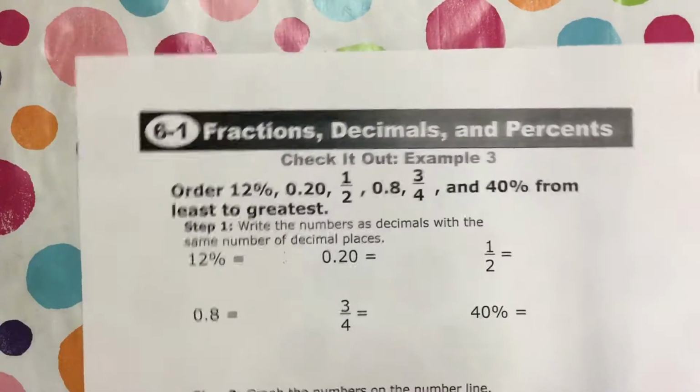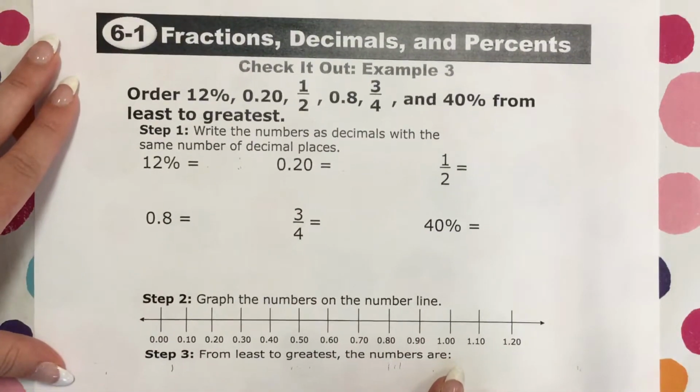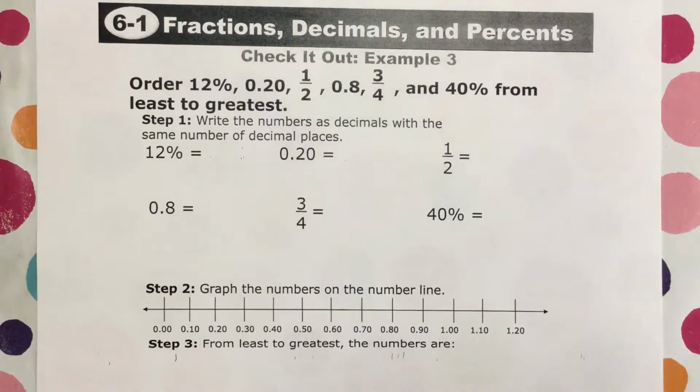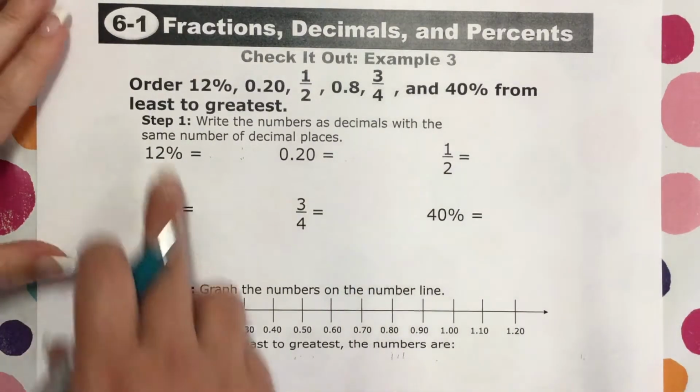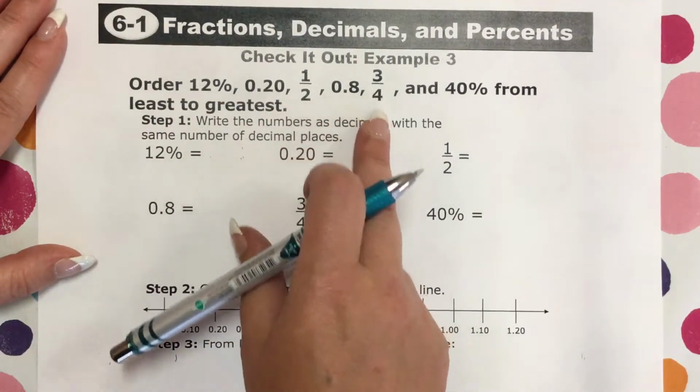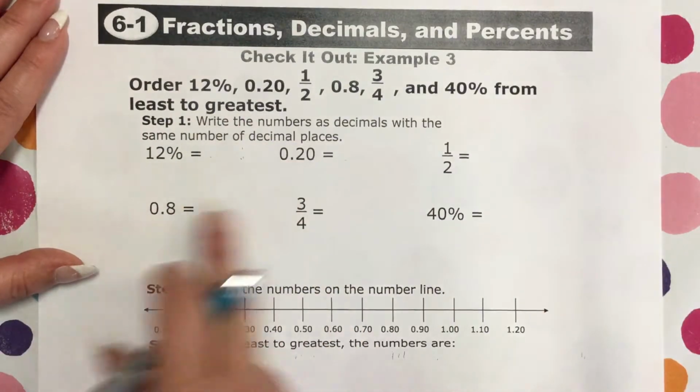Right here, check it out, example 3. I want you to go ahead and try this one on your own. You're going to go through the same process that we just did. You're going to convert these all to decimals to have the same place. So order 12%, 0.20, 1/2, 0.8, 3/4, and 40% from least to greatest.